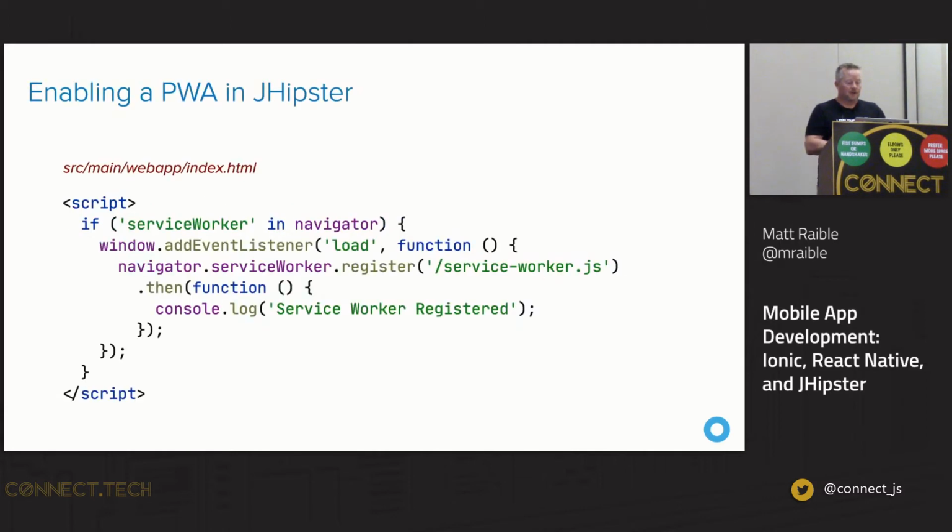And so JHipster has the ability to enable a PWA. If you're using React or Vue, there is this code in an index.html file, and you just have to go uncomment it, basically, and then it registers that service worker. It already has the web app manifest, and then of course you'll have to configure HTTPS, but those are the 3 ingredients. If you're using Angular, it's enabled by default when you run JHipster in prod mode.